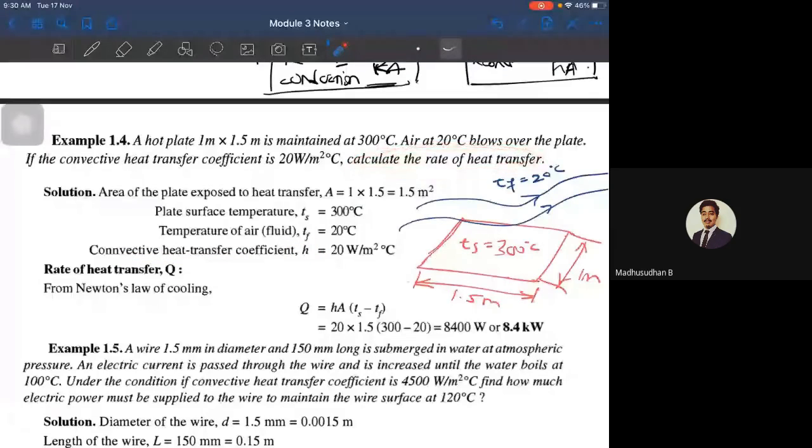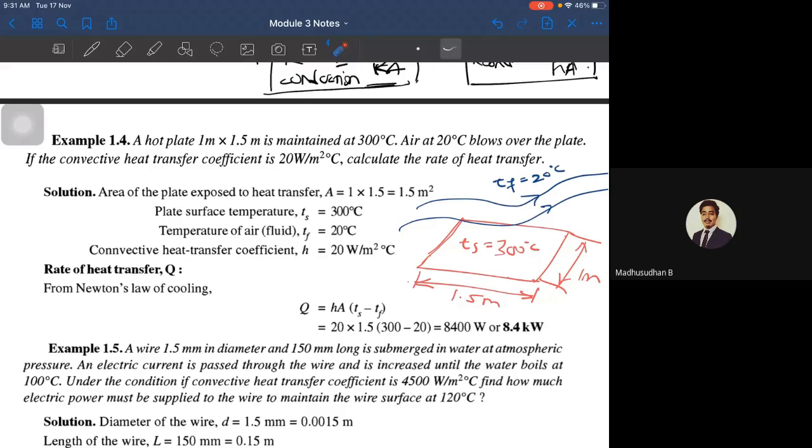Direct substitution problem, no issues. From Newton's law of cooling, Q equals hA into Ts minus Tf. h is the convective heat transfer coefficient, which is given here, and A is the area. How will you calculate the area? It is 1.5 into 1. Ts minus Tf is 280, the surface temperature minus the flowing fluid temperature. Substitute it, you'll get the value of 8.4 kilowatt. Any doubts in this problem? Pretty simple, straightforward question.